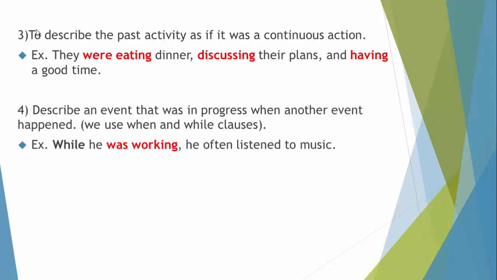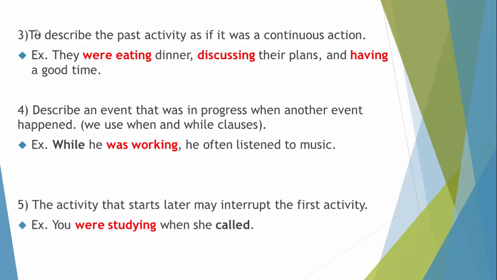Number 4. We use the past continuous to describe an event that was in progress when another event happened. And this usually happens with when and while clauses. For example, while he was working, he often listened to music. Number 5. When we have an activity that would be interrupted by another. For example, you were studying when she called.